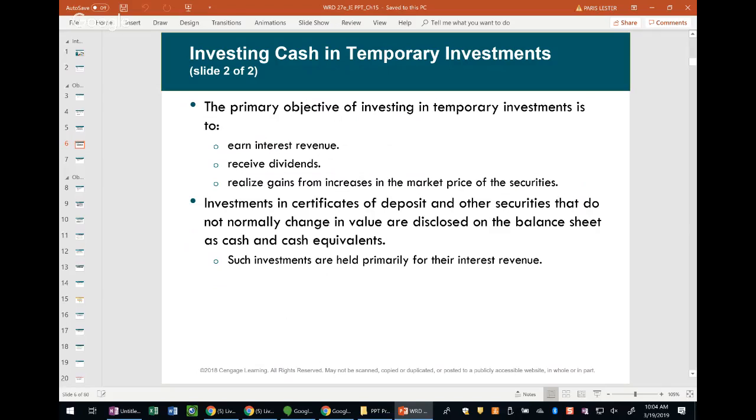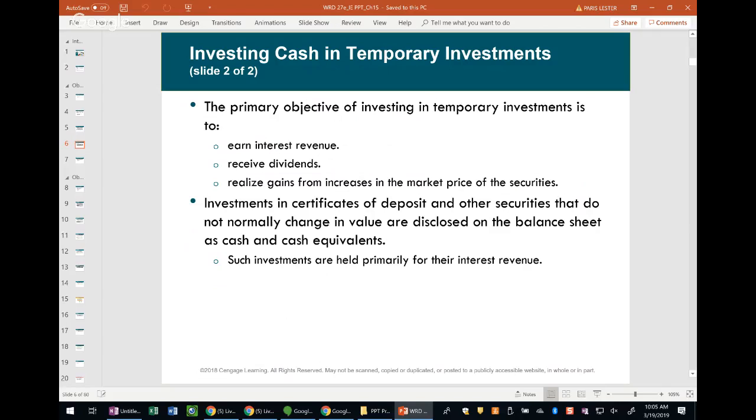Now, if we have stock, we pay dividends, right? If we own stock, we receive dividends. So in chapter 13, it was dividends payable, right? Now it may be dividends receivable or dividend income.